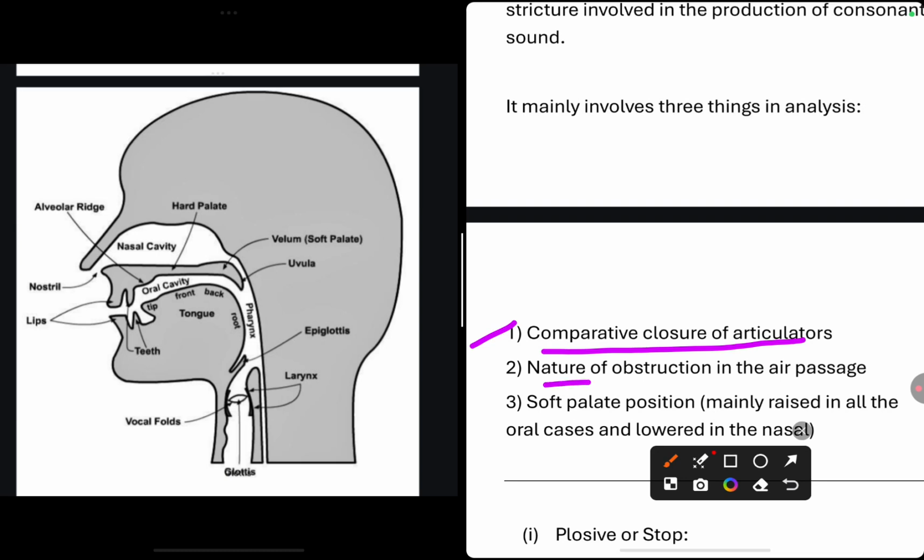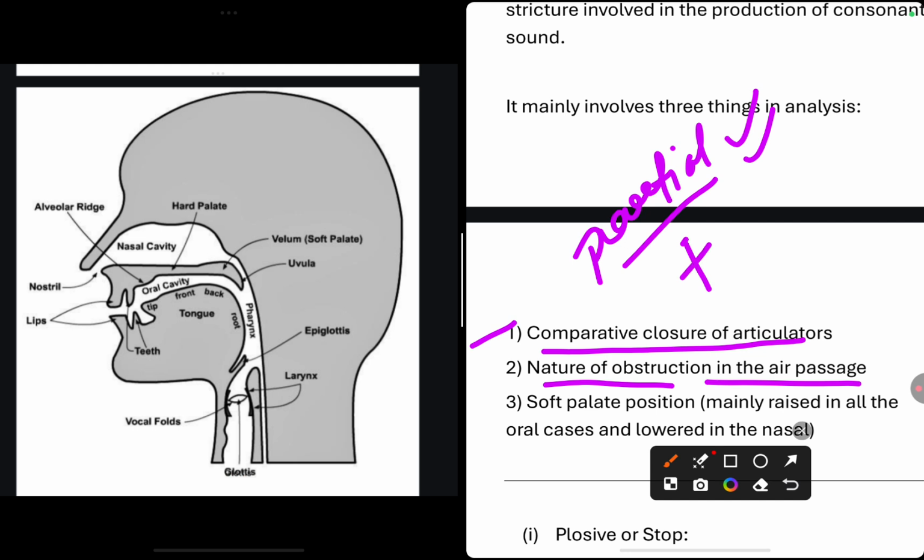And the second is the nature of obstruction in the air passage. Nature of obstruction means the obstruction is partial, meaning if it is obstructed for a limited time, for just a few seconds, and then it is allowed to pass, then it will be the partial obstruction. And if it is closed for the full time, meaning the mouth is totally closed and the air is allowed to pass through the nose, then it will be the nasal sounds. So nature of obstruction, which type of obstruction is created, whether it is partial or full, that kind of obstruction is also seen in the manner of articulation of the consonant sound. So whose obstruction or whose comparative closure is checked? That is of the speech organs.